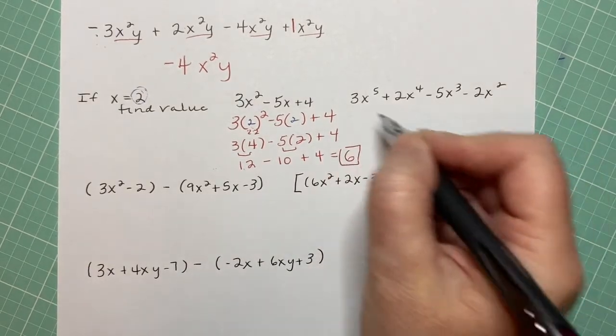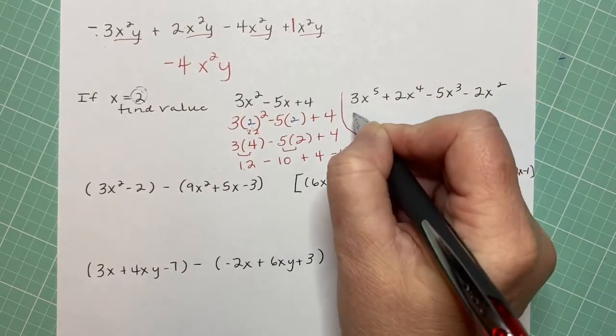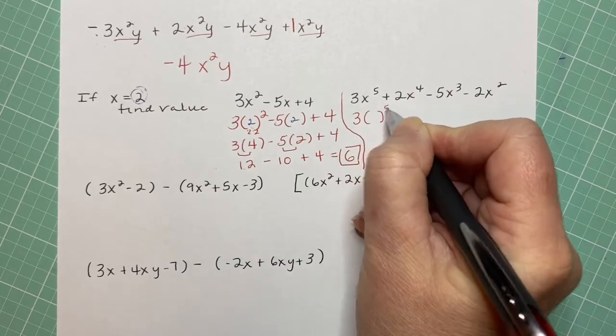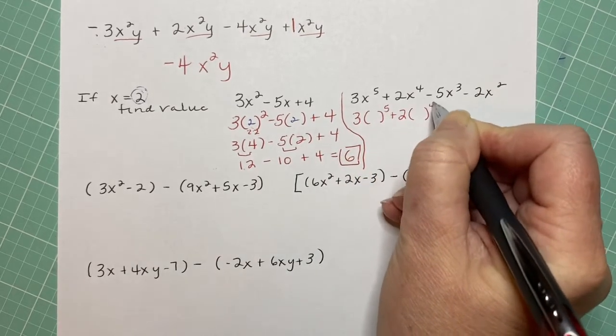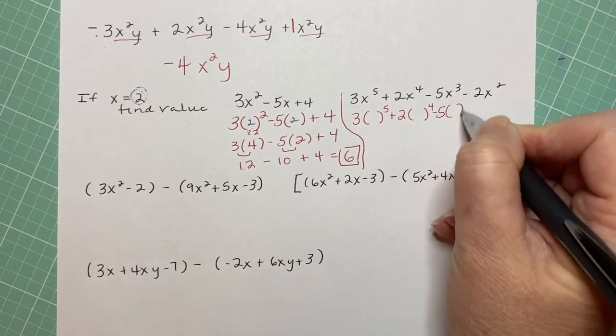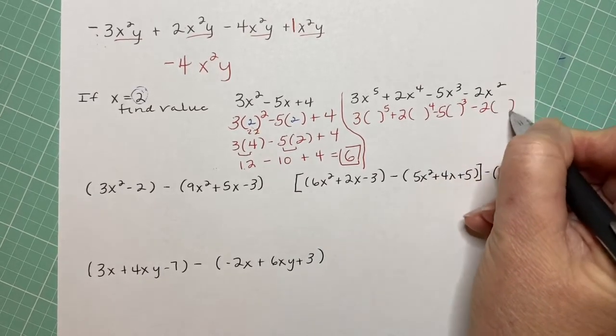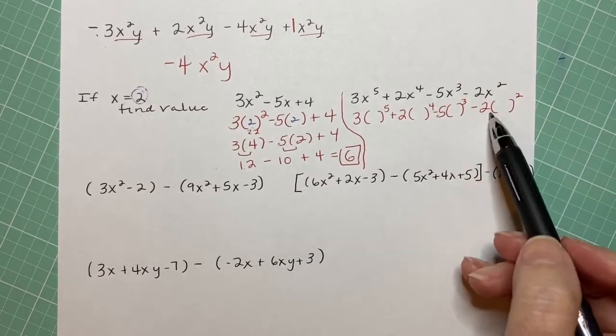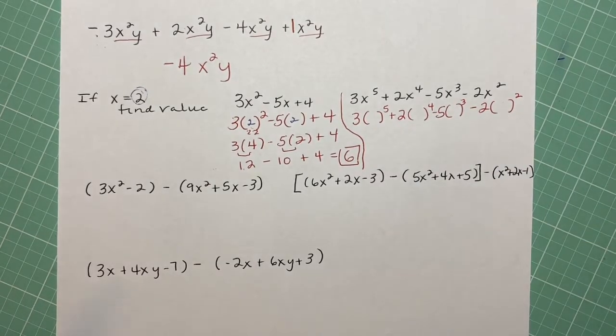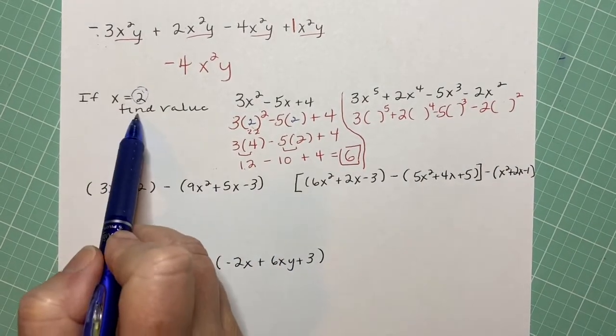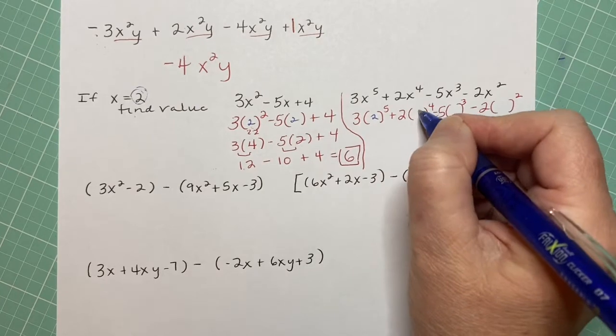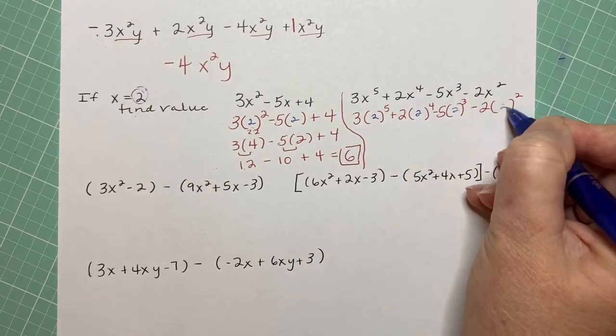So this one, again, I didn't leave myself much room, did I? This is going to be 3 parentheses to the 5th, plus 2 parentheses to the 4th, minus 5 parentheses to the 3rd, minus 2 parentheses to the 2nd. I'm just putting a parentheses everywhere there's an x. And then because it told me x equals 2, I'm going to plug a 2 in each of those places.